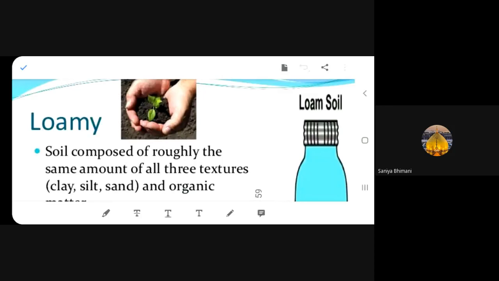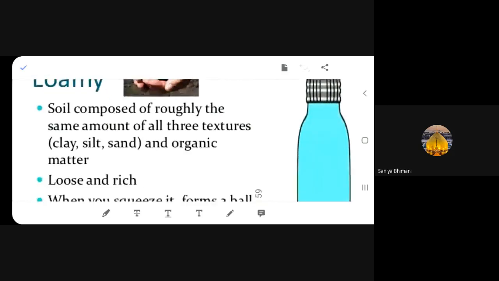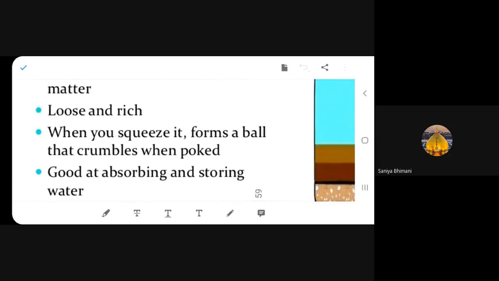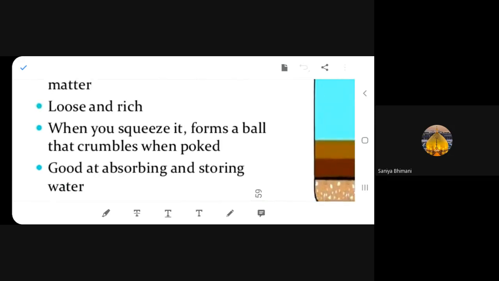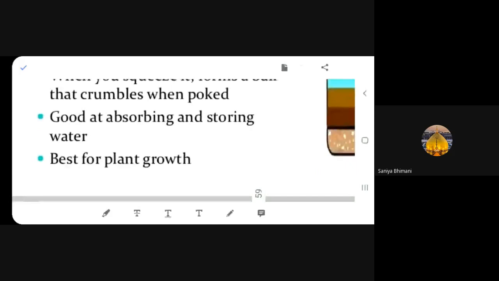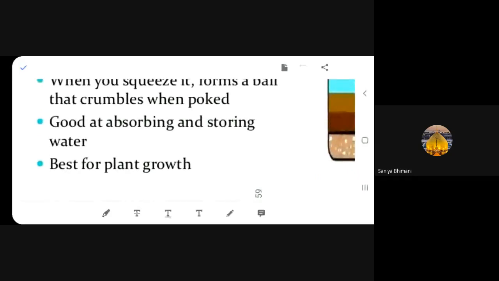Loamy soil is composed of roughly the same amount of the three textures: clay, silt, sand, and organic matter. Loose and rich. When you squeeze it, it forms a ball that crumbles when poked. Good at absorbing and storing water. Best for plant growth. Understood now?